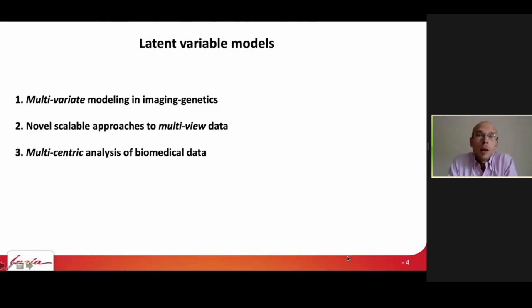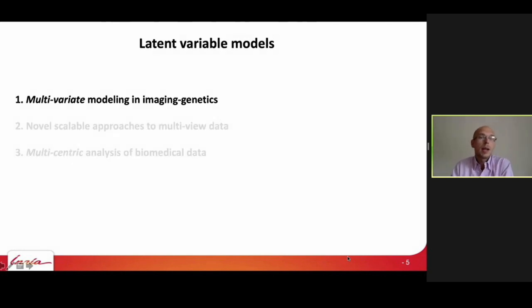In this presentation, I would like to propose and show how latent variable models can be used to tackle all these kinds of research scenarios, starting from the analysis of multivariate signal with an application in imaging genetics.